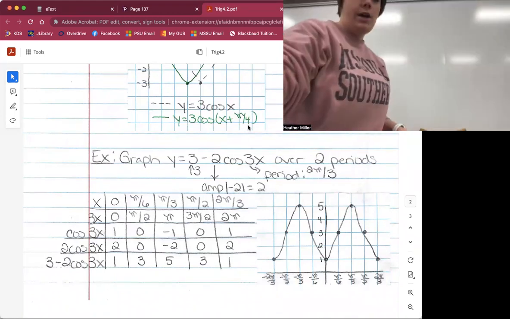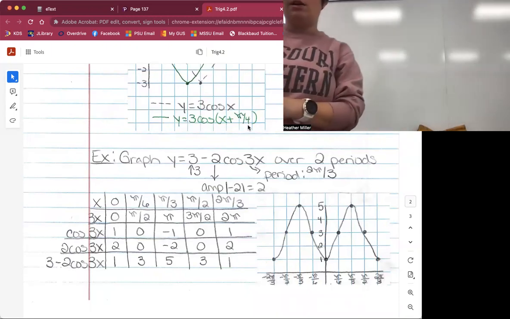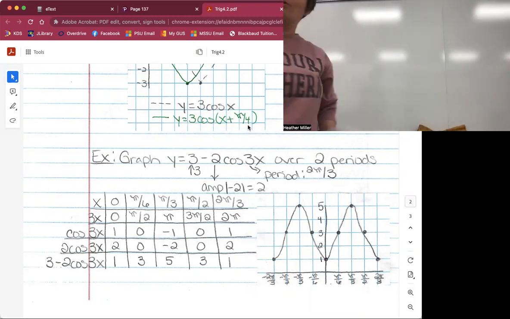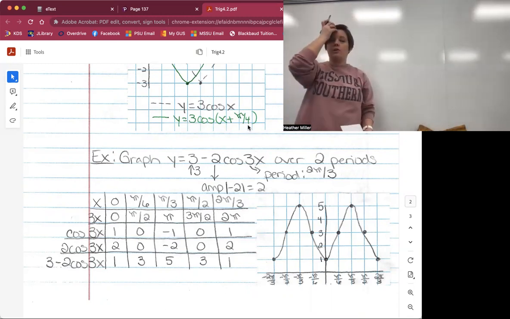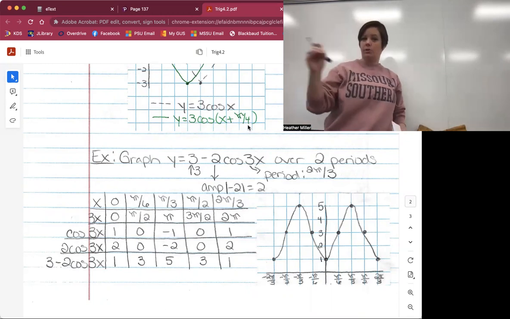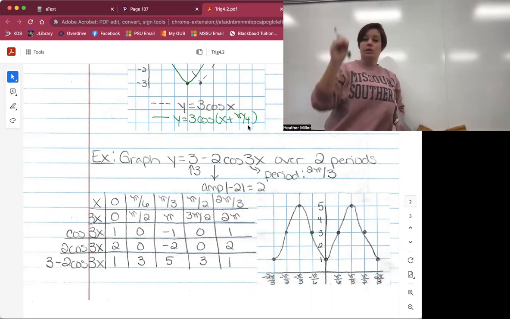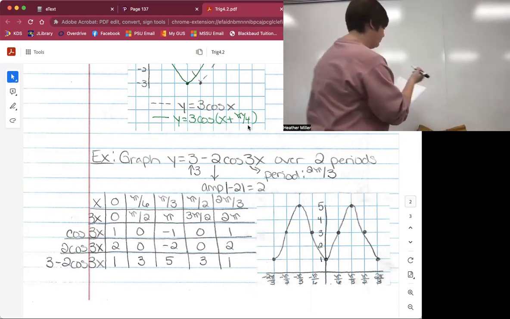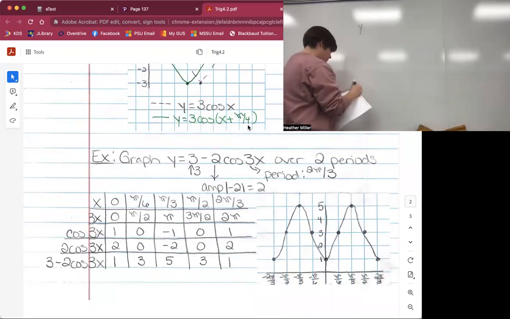It says graph y equals 3 minus cosine or 2 cosine 3 of x. So there's a lot going on. And then it says, not only are we going to do that, but we're going to graph it over 2 periods. You do want to be careful about how many periods it wants you to graph it over, especially if you are manually graphing it on the MyMathLab or on a test. Because if you only graph it over 1 period and it asks for 2, then you're going to get it wrong.